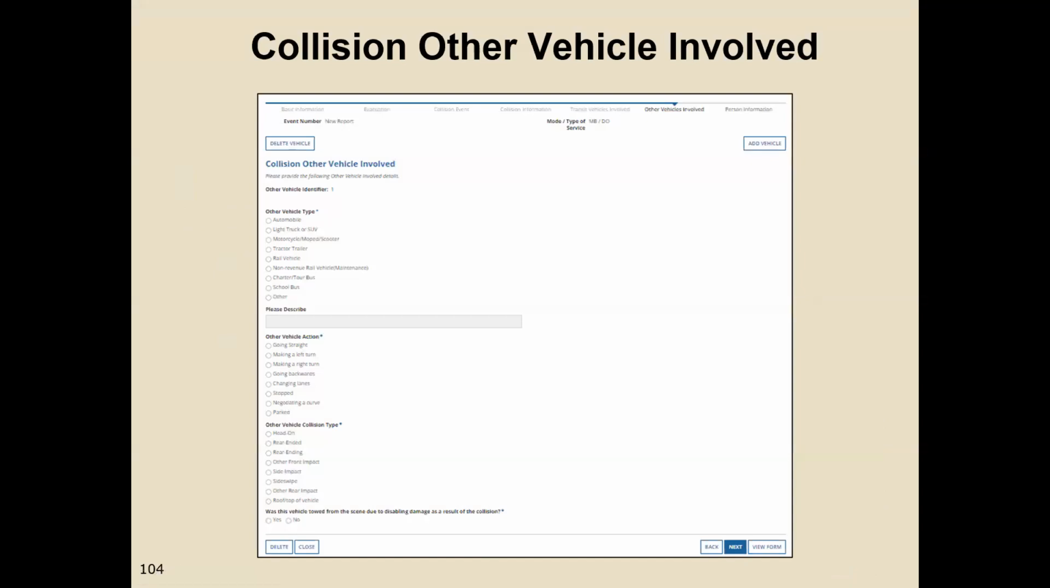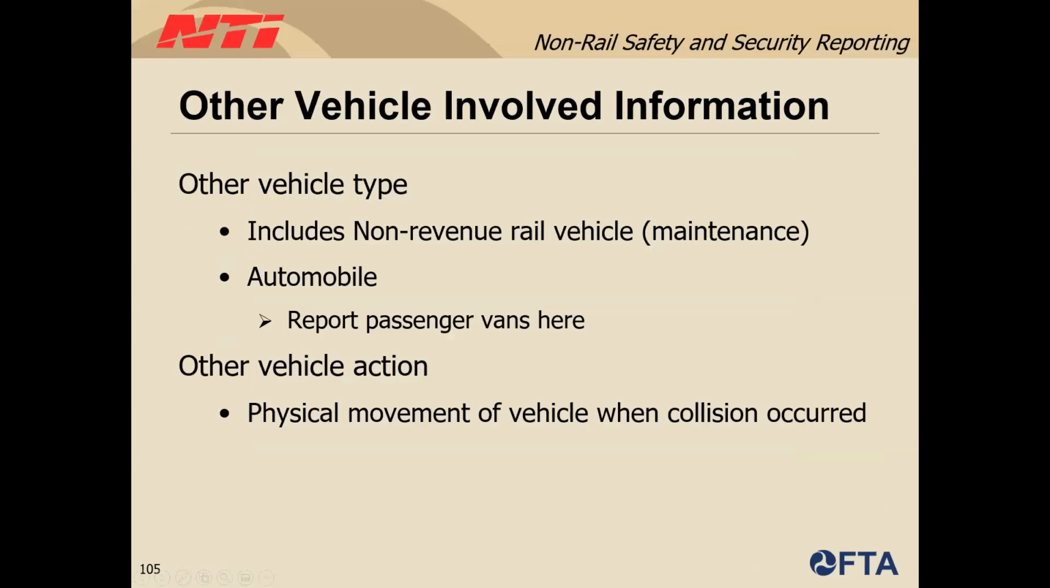Here's a screenshot of the other vehicle involved screen for non-rail collision reporting. The form collects the type of other vehicle. The form includes an option for a non-revenue rail vehicle. The automobile option would be used for both cars and passenger vans, like a Dodge Caravan, for example. The action or physical movement of the other vehicle at the time of the collision is also collected.